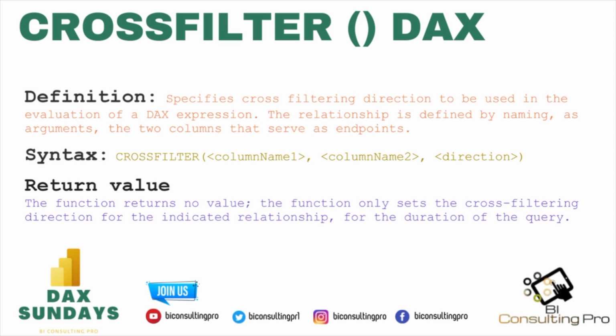You can also see its syntax over here. That means you have to first write your DAX function name, then column 1, then column 2 and direction. Here, you should remember that this function returns no value. The function only sets the cross-filtering direction for the indicated relationship for the duration of the query.